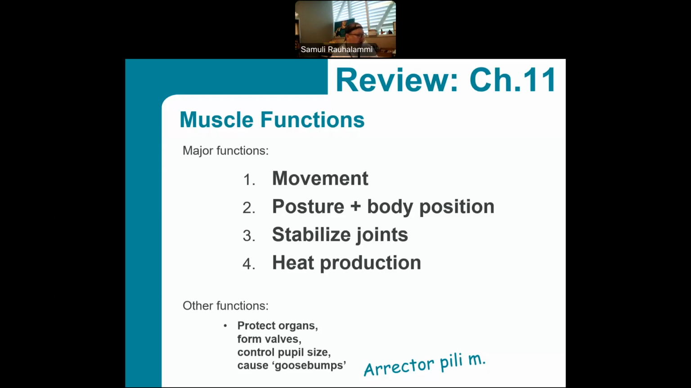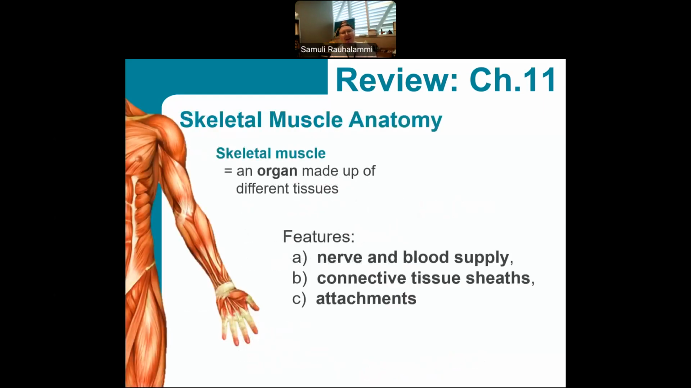Let's keep moving onwards and focus on skeletal muscles. And what we see is that skeletal muscles really are organs made of multiple different structures. So we might see, for example, nerves passing messages to skeletal muscles, commands to contract or relax. We see blood supply to supply those muscles. We see connective tissue sheets around the muscles. We'll have a look at that a little bit in the next slide, I believe. And obviously muscles also include attachment structures, often anchoring them to bones.